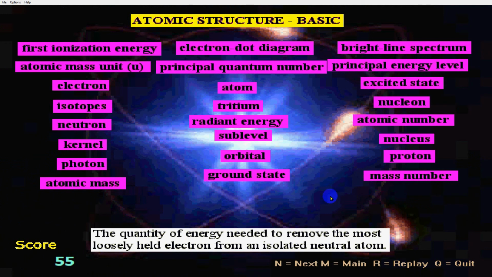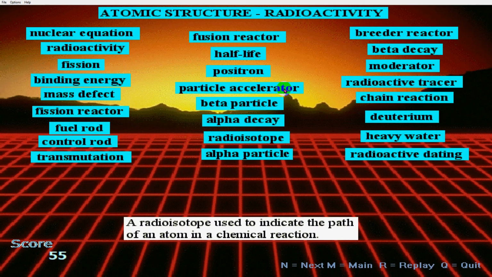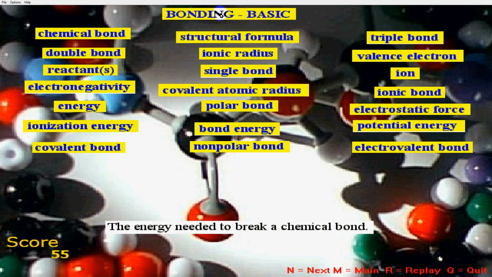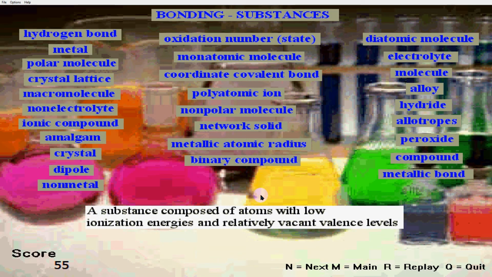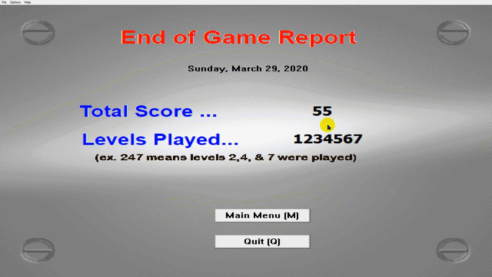And here's atomic structure, basic atomic structure, radioactivity, and bonding, some of the basic terms about bonding, and bonding formulas and equations, and finally bonding involving substances, terms associated with substances. And then at the end you get the total score, and it shows you which levels you played or visited. I visited all 7 levels, so it's 1, 2, 3, 4, 5. If I had only visited levels 2, 4, and 7, for example, it would say 2, 4, 7.